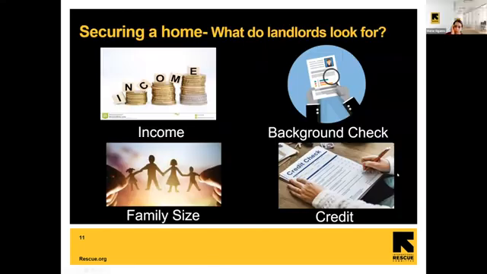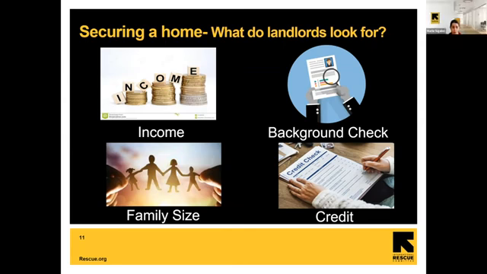So now, talking about looking for an apartment or securing an apartment or home, what do landlords or owners look for? So they're going to look for a few things when you're applying for an apartment. They're going to look for income. First, they want to see what income you're earning, the money you're earning, and your ability to pay the rent on time.